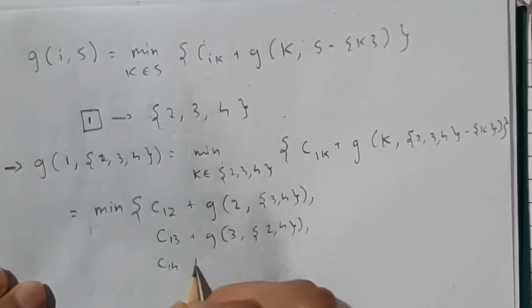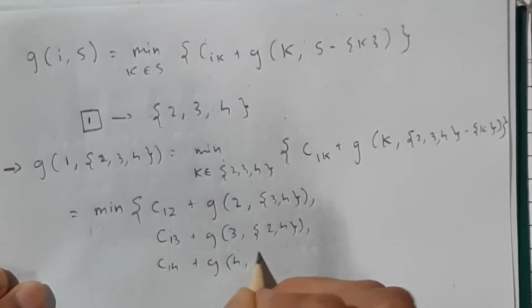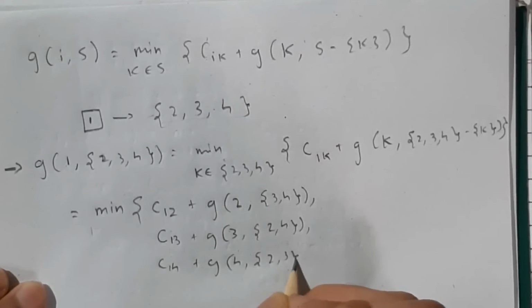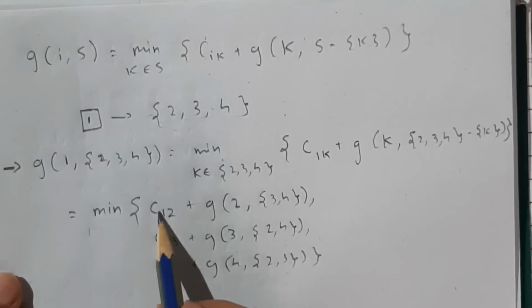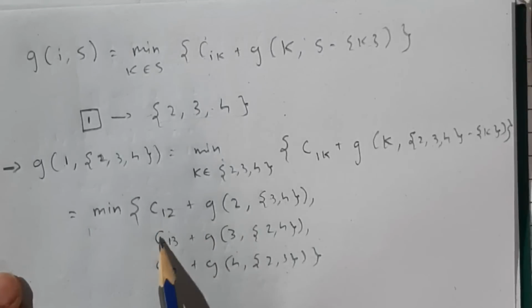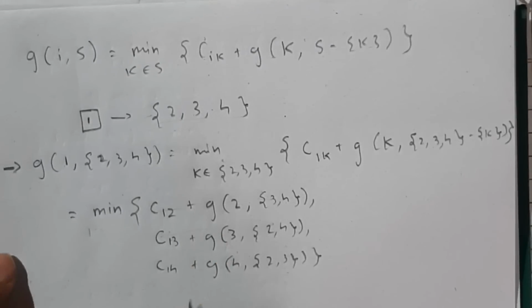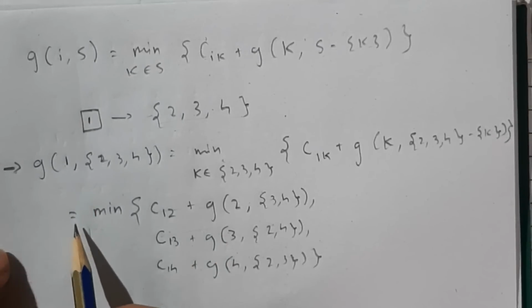Similarly, if I choose 4, I will be remaining with 4, comma 2, comma 3. Alright, these are the three possibilities. Then we have to find out this answer, and this answer. Then choose the minimum among all of these, and then I'll get the most optimal path.